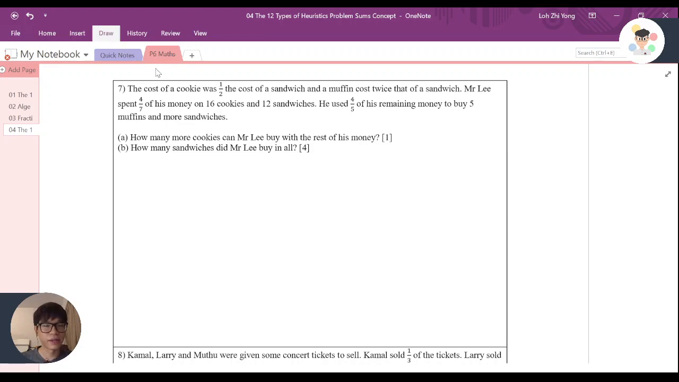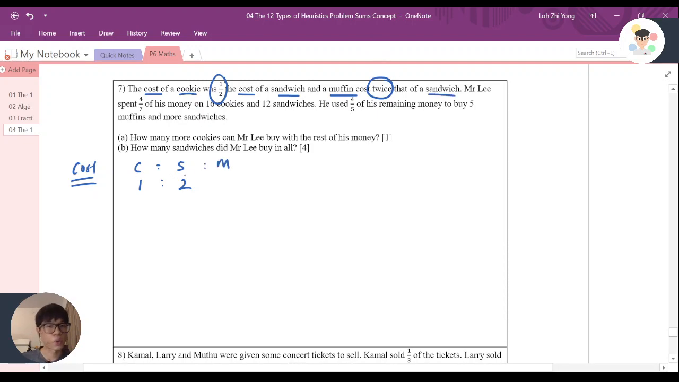Let's look at here. Now, the cost of a cookie was 1 over 2 the cost of a sandwich. So I know that now we're talking about the cost. There's a cookie, there's a sandwich, and I know the cost is 1 to 2. And here it continues to say that a muffin costs twice that of a sandwich. So I know the muffin is twice of it. So if it's 2, here will be 4. Now, this is all about the cost.